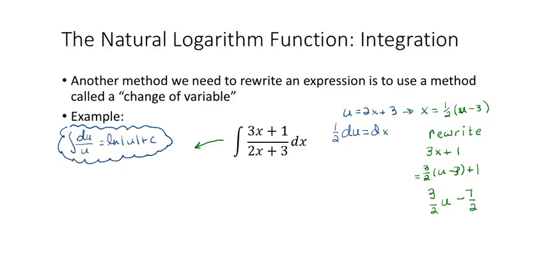We're going to rewrite our integral in terms of this new change of variable. So here's the way I'm looking at it. I've got my integral of, replacing 3x plus 1, I've got 3/2 u minus 7/2. I've got 1/2 du instead of dx. I'm just gluing that to my numerator over here. And then, of course, my denominator has u.